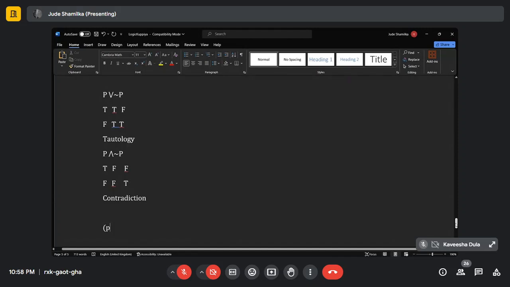Equivalences: compound propositions with the same truth values in all possible cases are called logically equivalent. So to be logically equivalent, all the output values should go hand in hand.